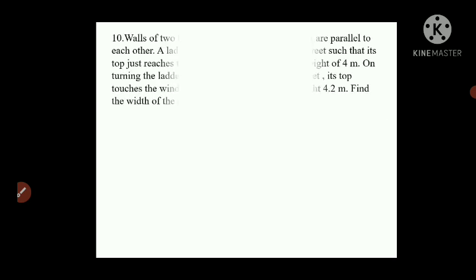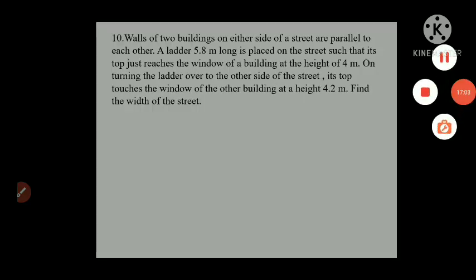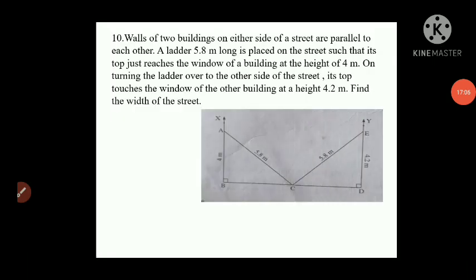Now we'll move on to the next question, that is question number 10. The question is very big, but the solution is very easy. See, the diagram is also drawn. Now see, let me read the question.